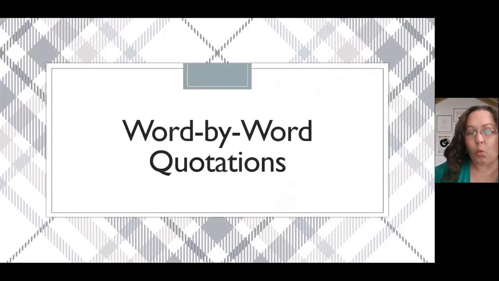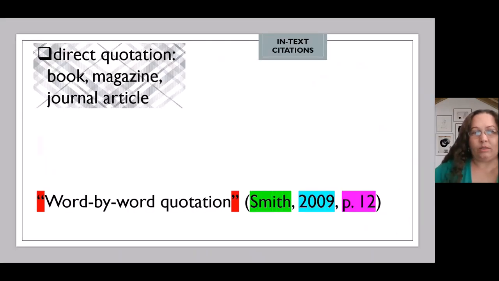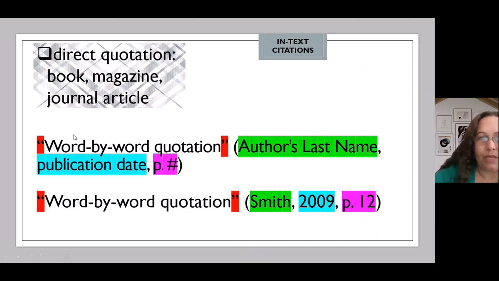So let's talk first about word-by-word quotations. Depending on the position of the quote, the type of source, how many authors, or is there an author or not, the way we're placing the quote and how we do it may change the structure of the sentence. So let's say that we have a quote that comes from a book, a magazine, or a journal. So obviously we're going to open quotation marks, enter the word-by-word quotation, close quotation marks, and then in parentheses, we're going to provide reference to the source, give credit to the source.